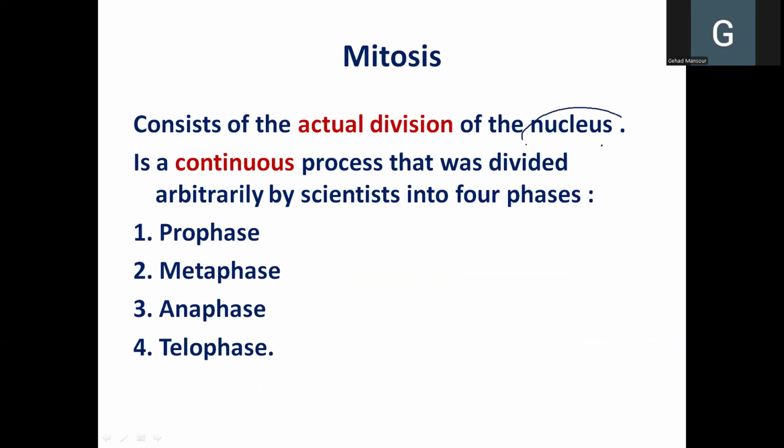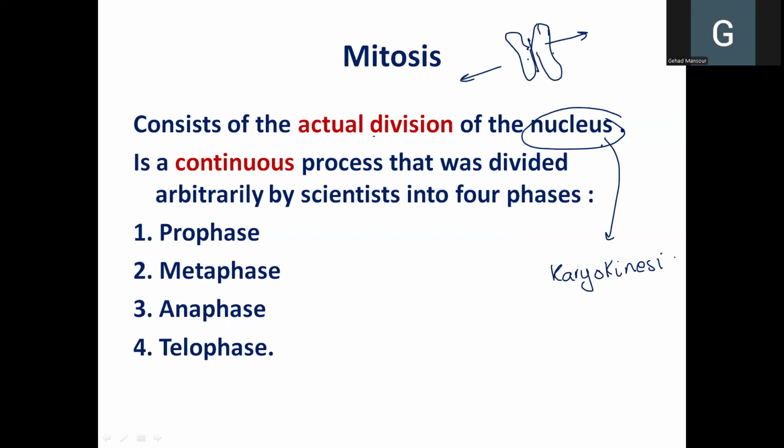Mitosis consists of the actual division of the nucleus, not of the whole cell, and especially the division of the duplicated chromosomes. The duplicated chromosomes will separate during anaphase. So it's actually a separation of the chromosomes, a division of the nucleus, and we call it karyokinesis, where karyo refers to the nucleus. Following it, we have the final cytokinesis, or division of the cytoplasm into two cells.